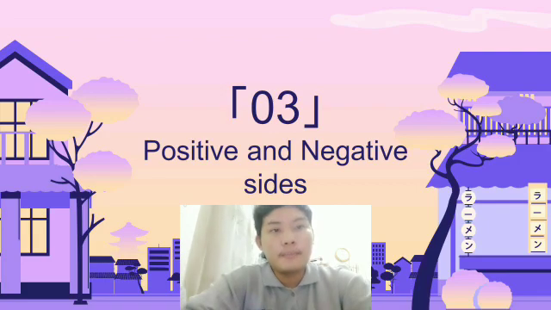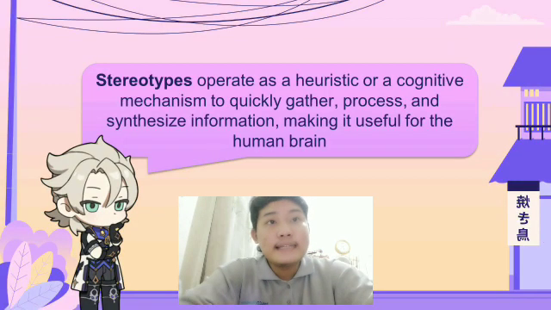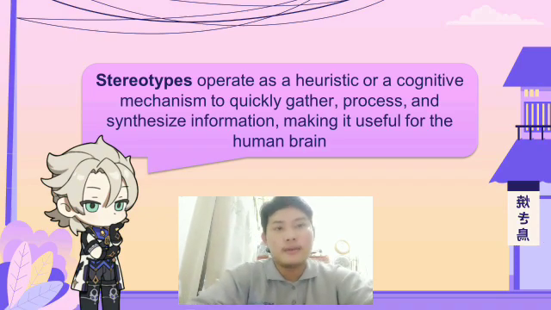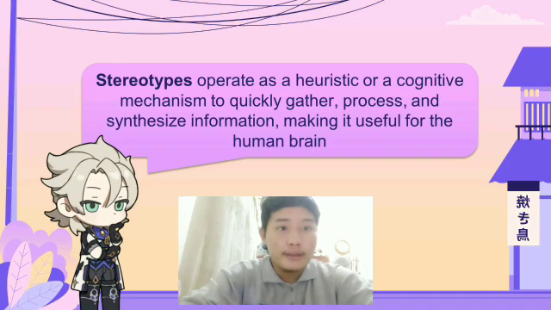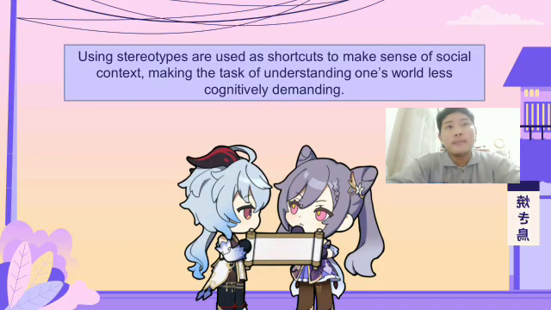The third topic that we will discuss is about the positive and the negative sides of a stereotype. A stereotype operates as a heuristic and cognitive mechanism to quickly gather, process, and synthesize information, making it useful for the human brain. Stereotypes are used as a shortcut to make sense of social context, making the world less cognitively demanding.